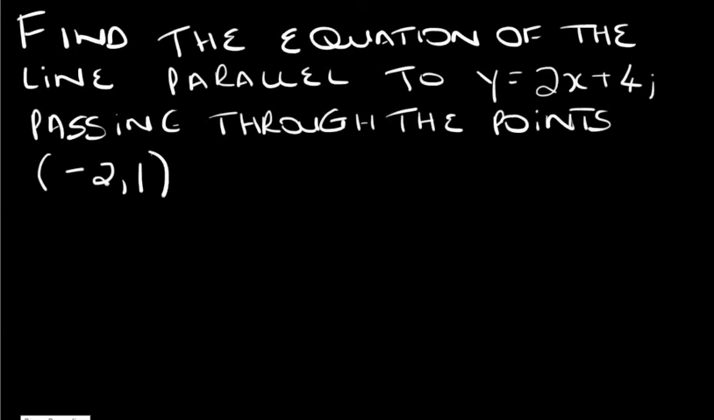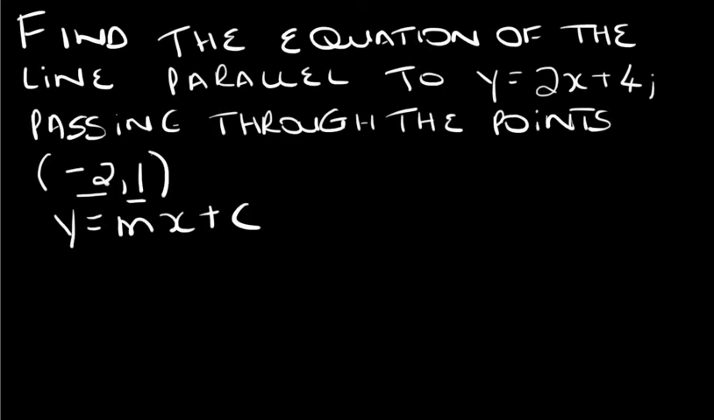So we are going to find the equation of the line parallel to y is equal to 2x plus 4, but passing through the point negative 2 and negative 1. If you have a look at this, you'll see that this, as we mentioned before, is your x value, and that there will be your y value. What we are going to do is substitute this into the equation y is equal to mx plus c.